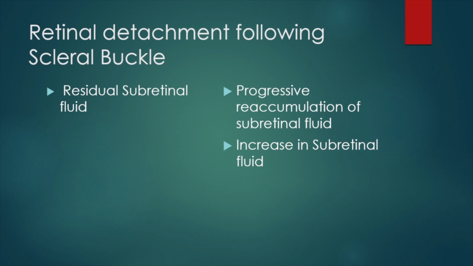Basically, these are 4 different case scenarios. Each case was managed in a different way, and how the decision to manage each case was taken will come subsequently. Now this presentation will go on. When we see a retinal detachment following a scleral buckle, there can be residual subretinal fluid, or progressive reaccumulation of the subretinal fluid, or an increase in the subretinal fluid.